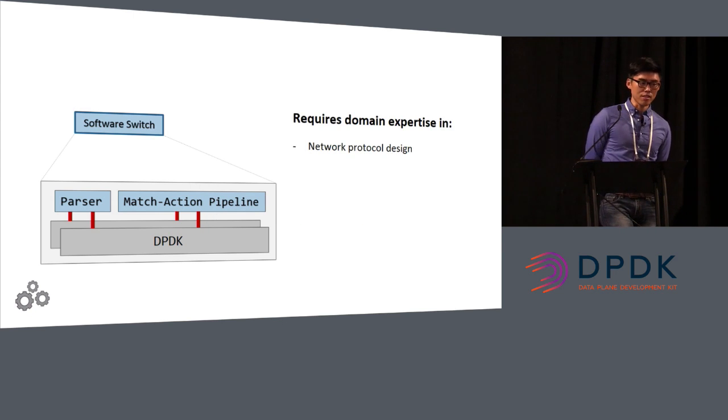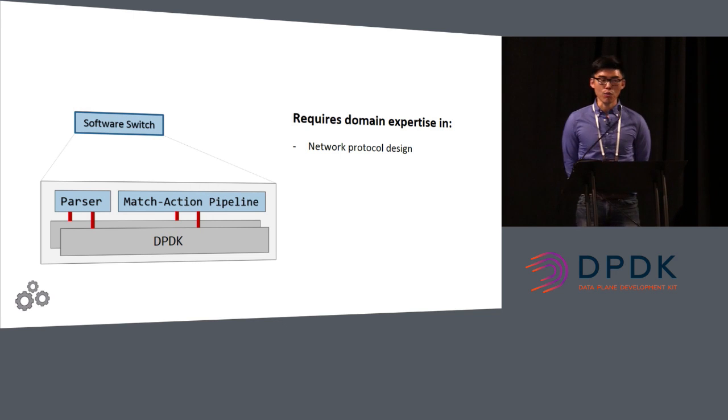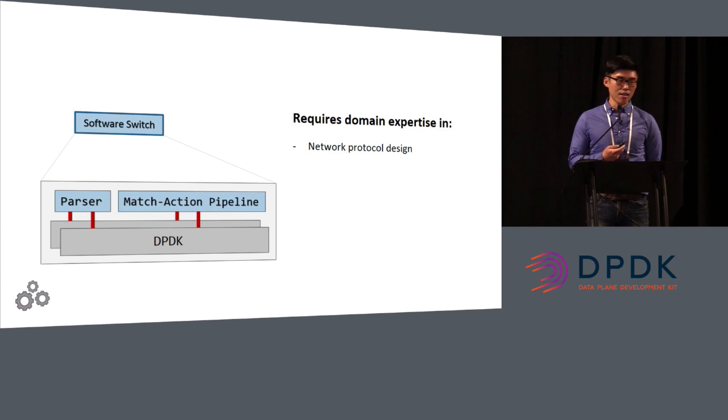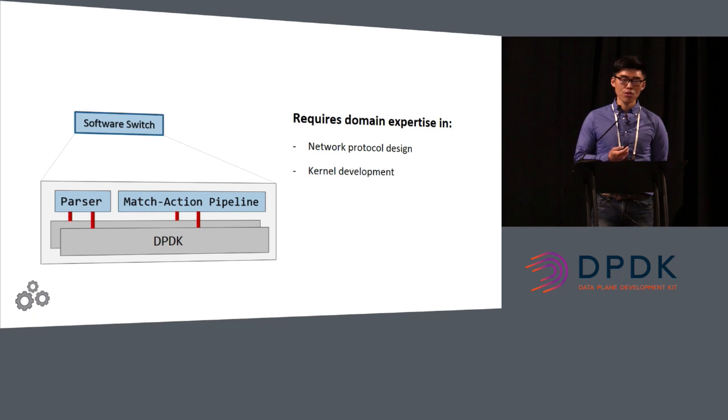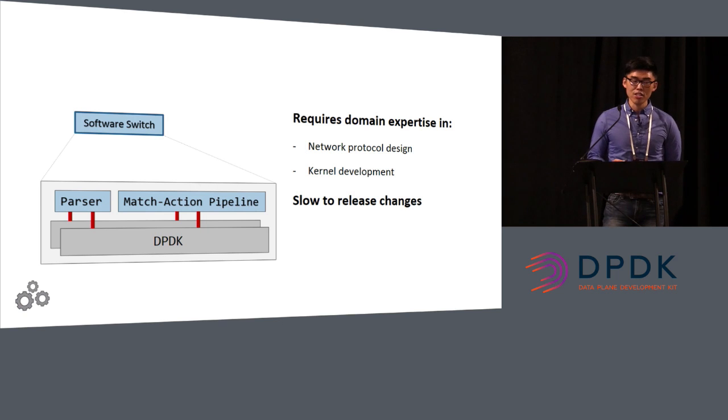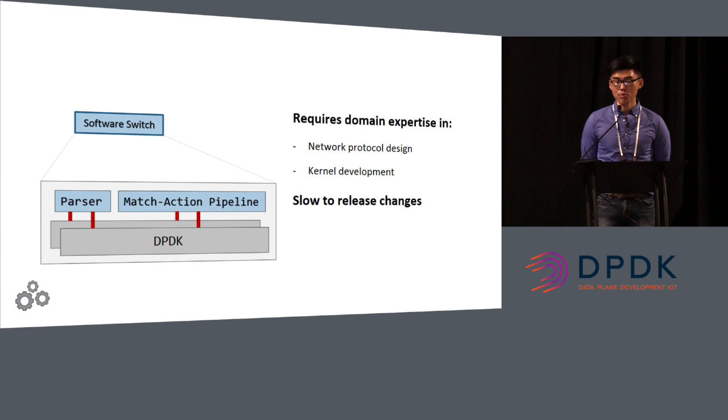As you can see in this design, you need domain expertise in network protocol design because you have to design how the parsers work and how the match action pipeline works. And also you need some expertise in kernel development or very specialized software development skills. This is not basic Java programming, as you all know. This is very hard stuff. And in order to release changes, it takes a very long time. For example, adding something to a kernel could take from 9 months to even multiple years. And we want to make that process much easier.